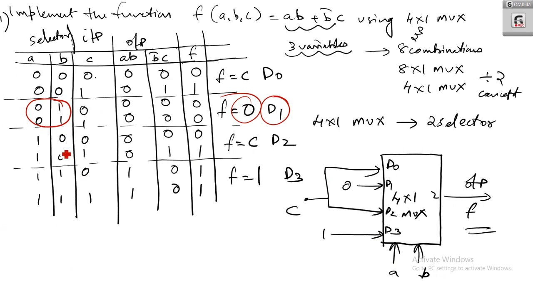Now, when A is equal to 1 and B is equal to 0, what do you get? Whether C is 0 or 1, whatever C is, you will get the output as C. And again, if A and B are both equal to 1, then you will get the output of D3. That is all. So I think you got the concept of implementing a given Boolean function using muxes. So, going into the next question.